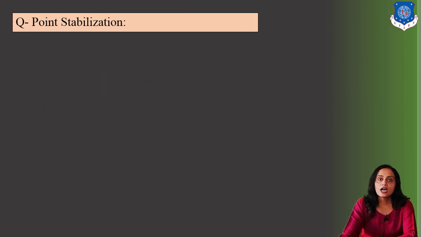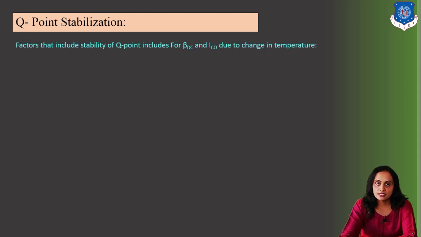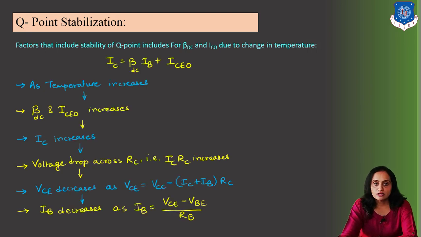Now we will see how Q point stabilization is achieved in this collector feedback bias circuit. The factors that affect the stability of the Q point include beta DC and ICO, and these vary because of the variation in temperature. ICO is the reverse saturation current flowing through the reverse bias junction, and here the reverse bias junction is the base to collector junction.